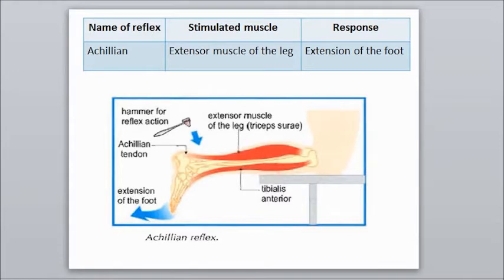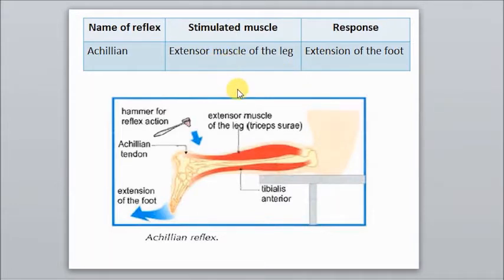The name of the reflex, as you know, is Achillean reflex. Now, the stimulated muscle here is the extensor muscle of the leg, and the response is going to be the extension of the foot. I want you to notice that we have extension movement, and the muscle that is going to be stimulated is an extensor muscle. You would remember that we said that we're going to have an extension movement when the extensor muscle contracts.